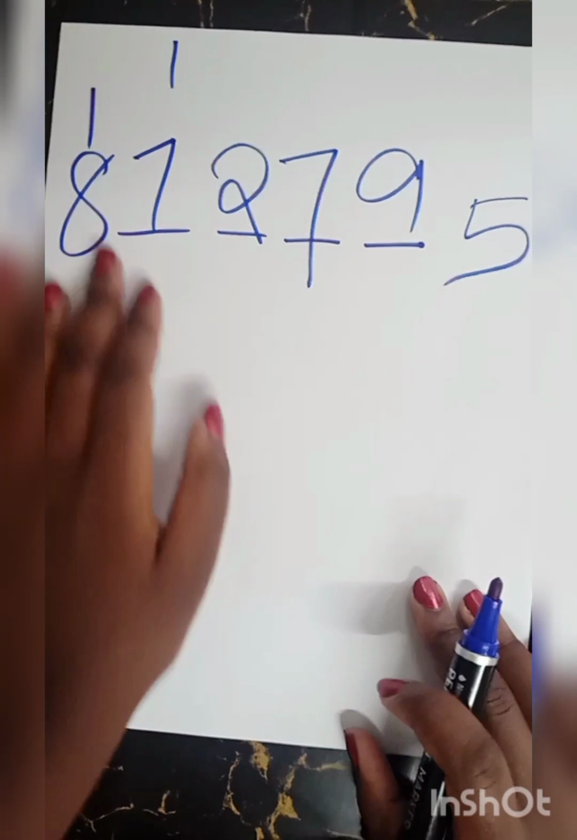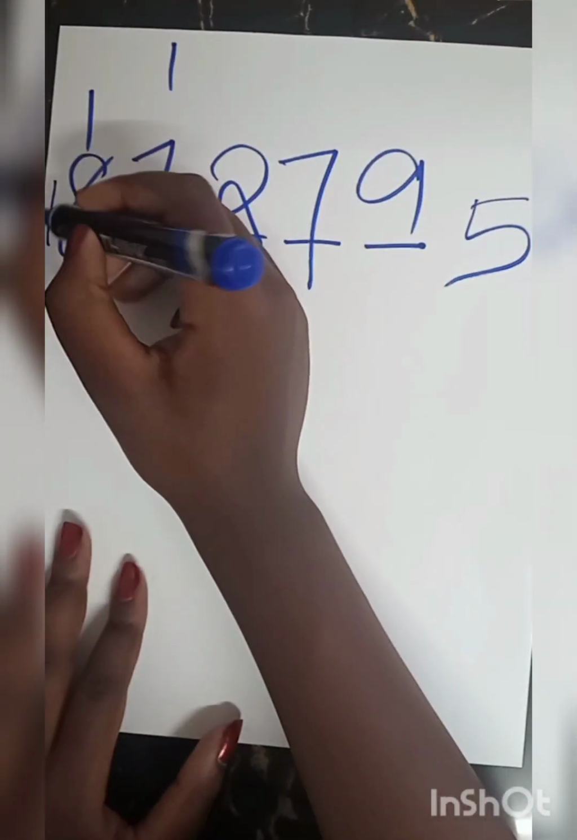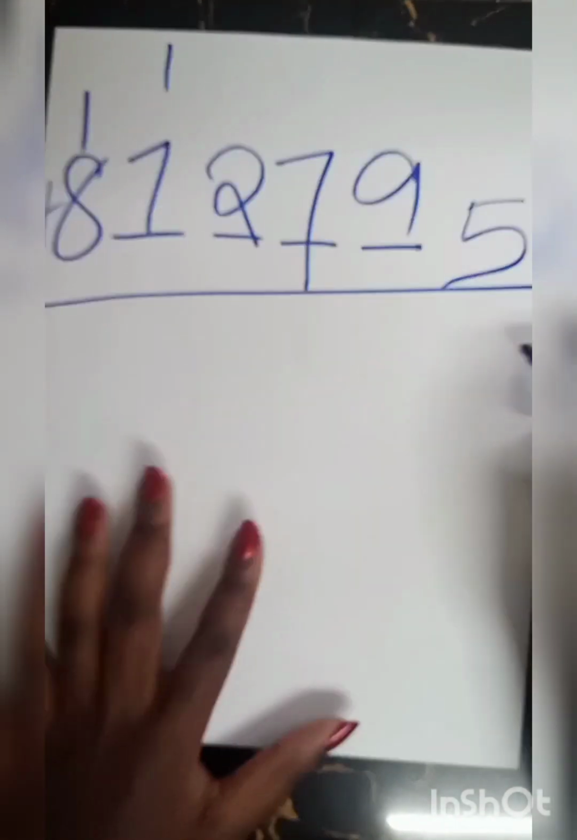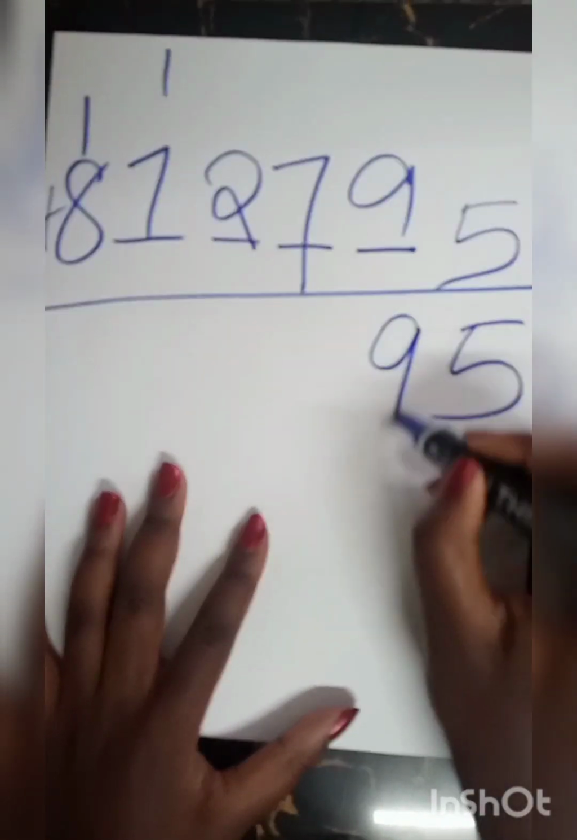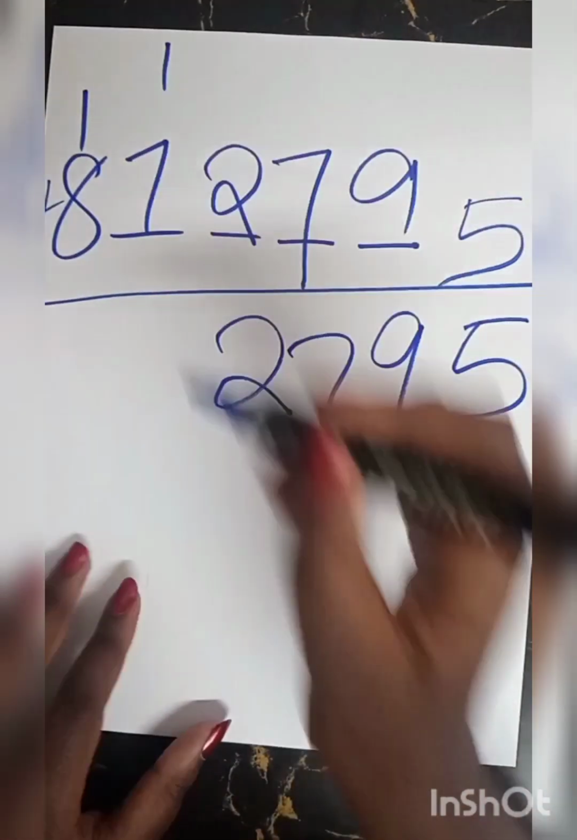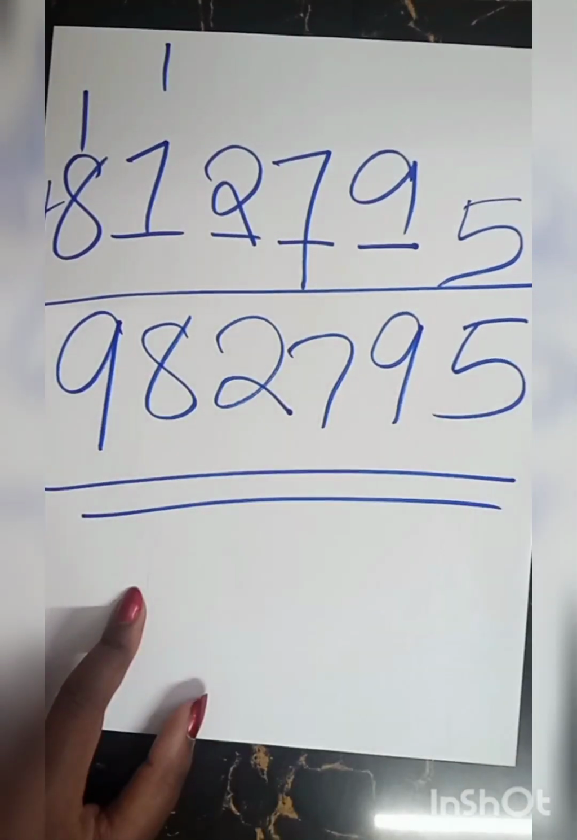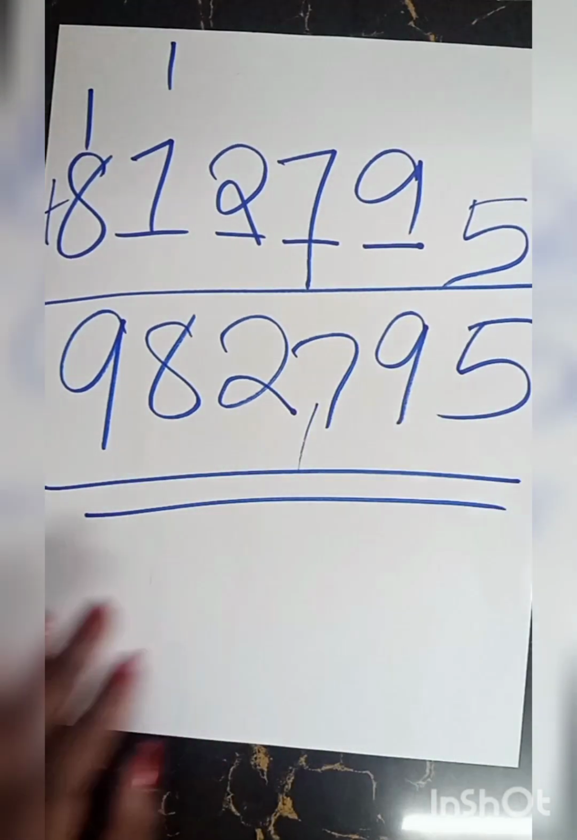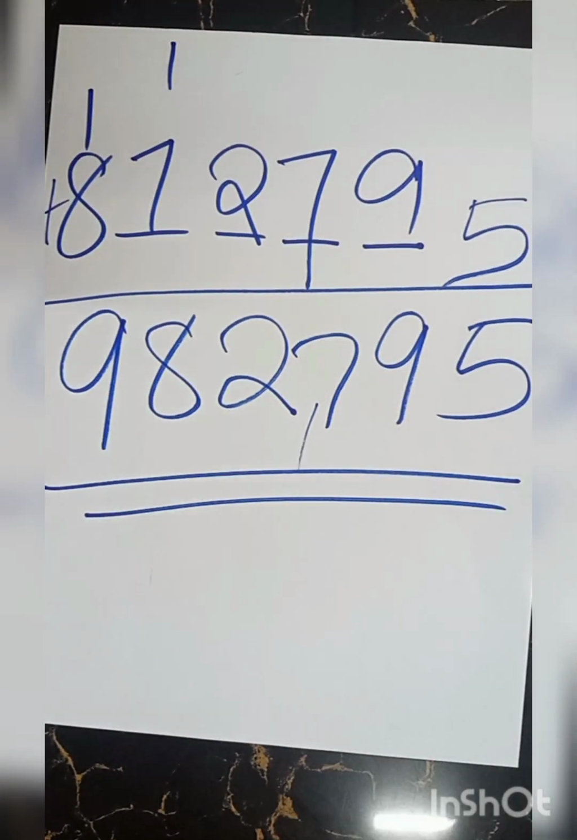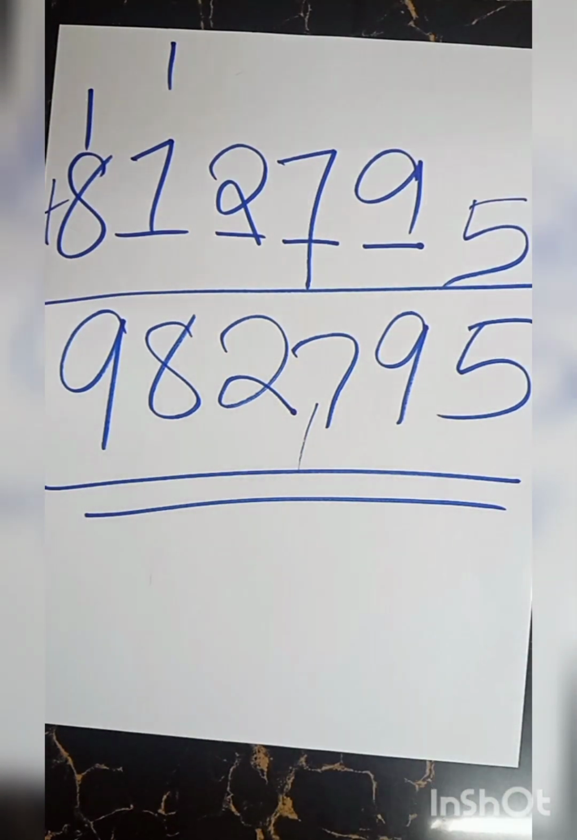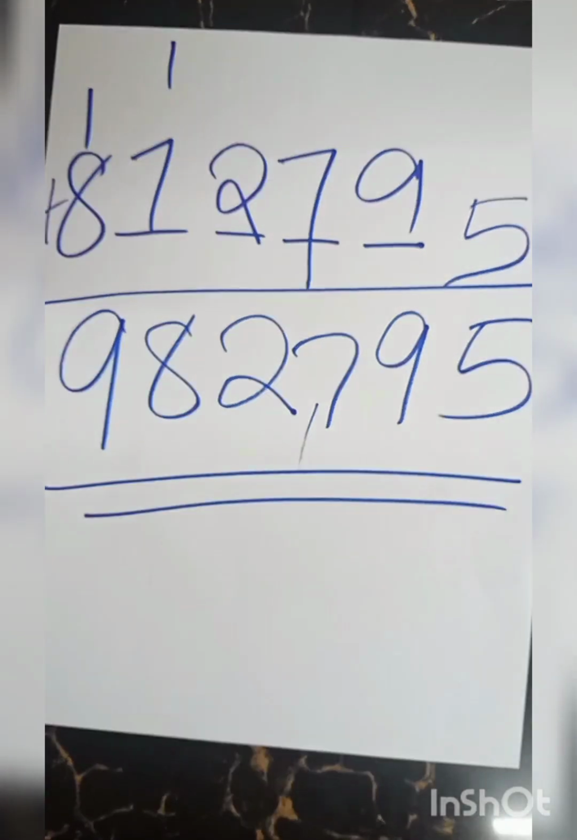Okay, so to get your final answer, you need to add this number with the numbers that you've carried. Are we together? So when you add, you get, this remains the same, 5, 9, 7, 2. 1 plus 7 is 8. 1 plus 8 is 9. Are we together? And the answer to this question is 982,795. That was quite easy, right? So let's look at another example.